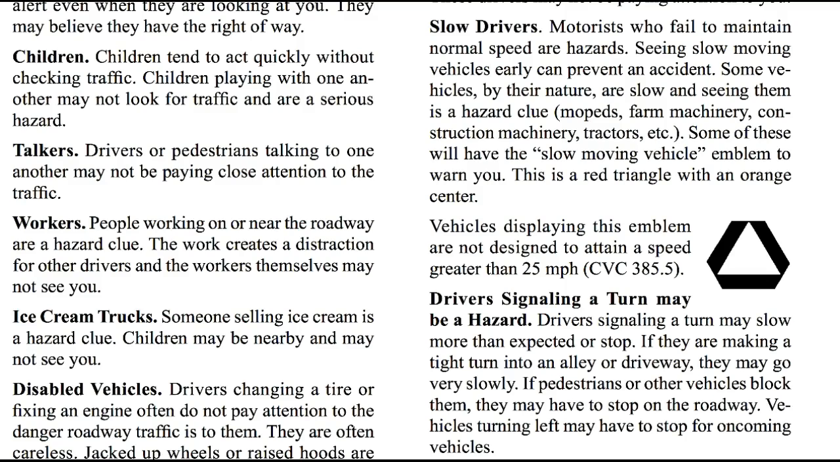Slow drivers. Motorists who fail to maintain normal speeds are hazards. Seeing slow-moving vehicles early can prevent an accident. Some vehicles, by their nature, are slow, like mopeds, farm machinery, construction machinery, tractors, etc. Some of these will have the slow-moving vehicle emblem to warn you, which is a red triangle with an orange center. Vehicles displaying this emblem are not designed to attain a speed greater than 25 miles per hour.